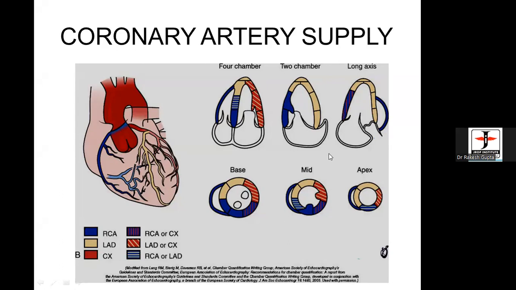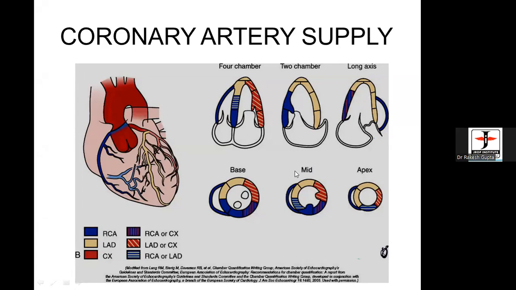And for the timing, till we come to systolic function, please hold on this slide of basal, mid and apical contraction. And then we'll discuss these points again. At this point, don't get confused. Remember 4-chamber, 2-chamber and 3-chamber views, right?